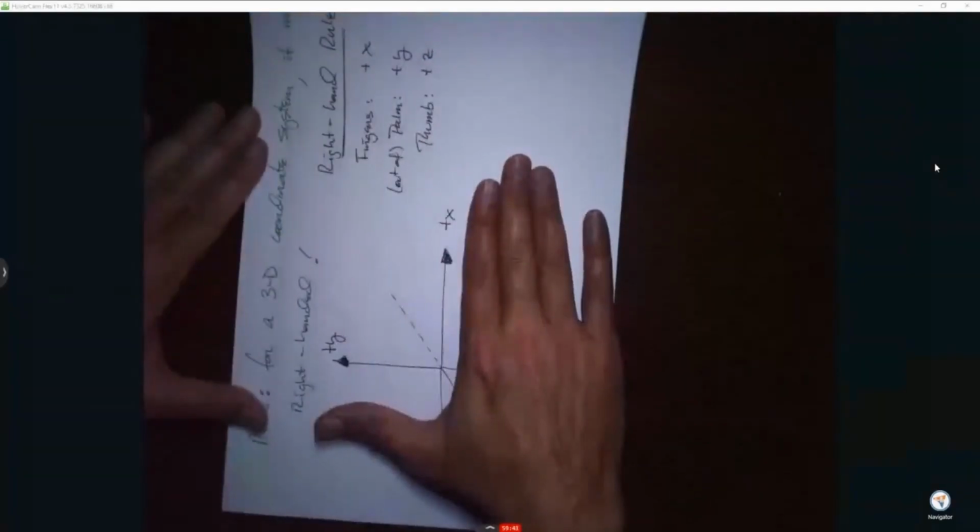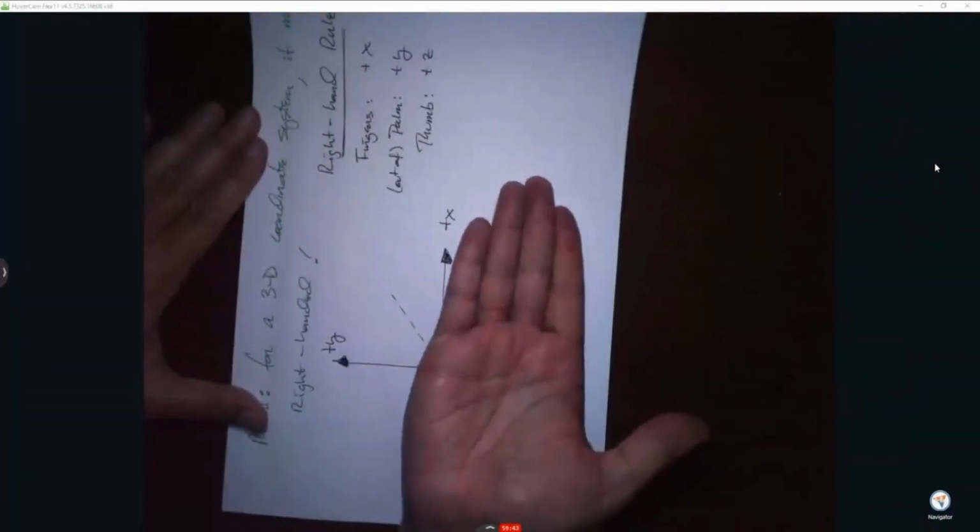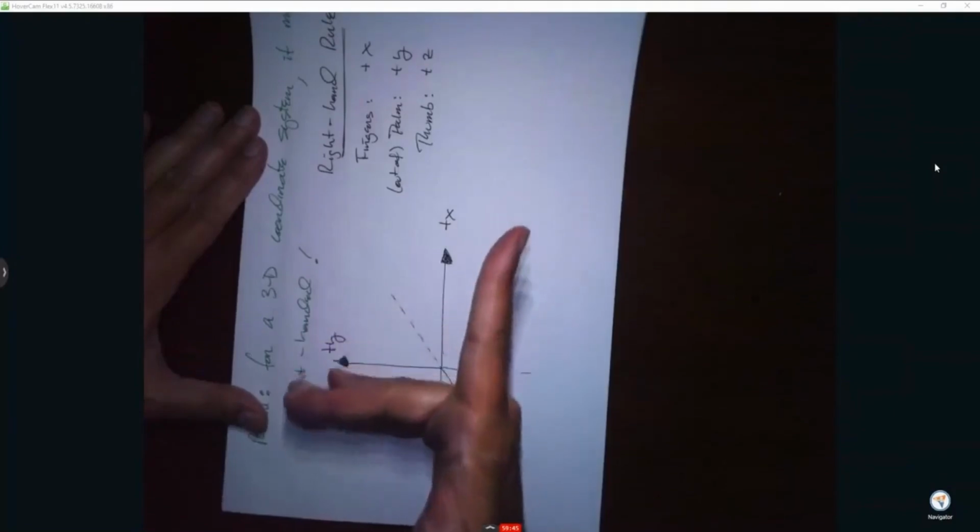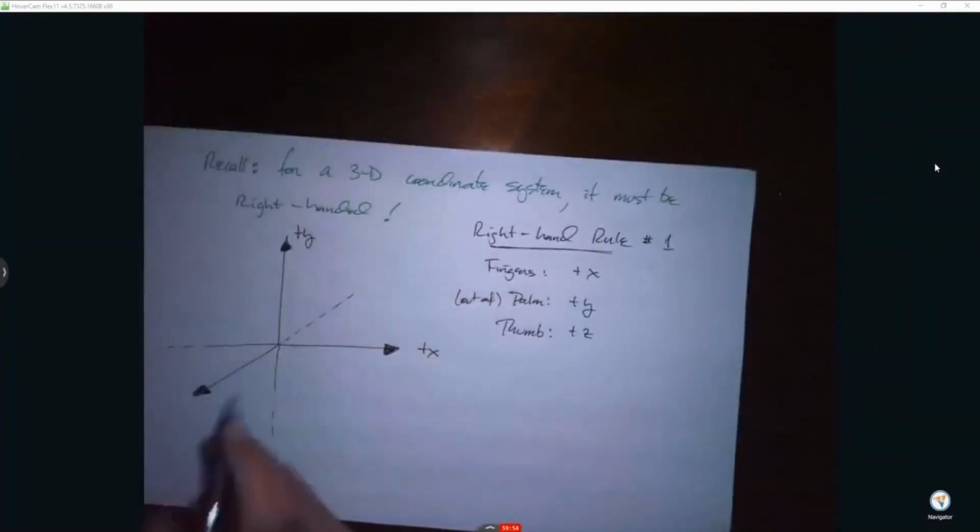So in order to do that, you take your right hand, put your fingers in the direction of the plus X direction. And now notice that I can rotate my hand so that the Y's point out of the palm. So I get my fingers out of the palm and then my thumb points out of the page, which would be this direction for our positive Z axis.